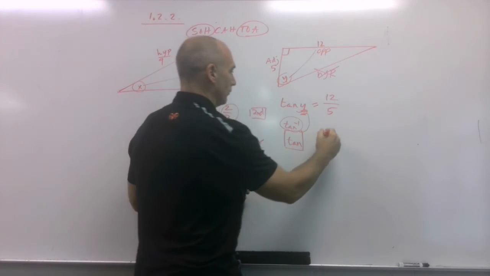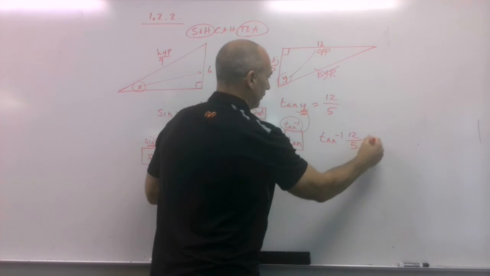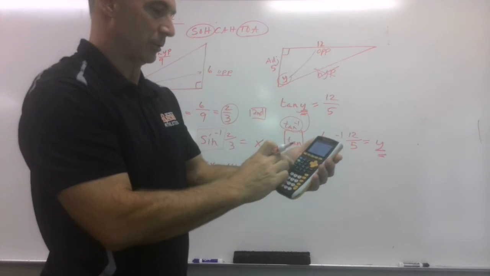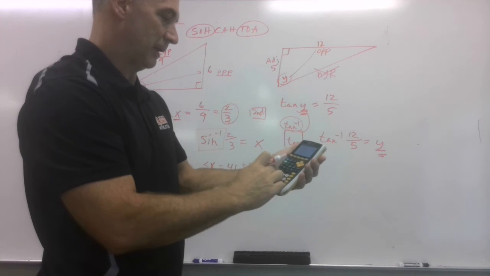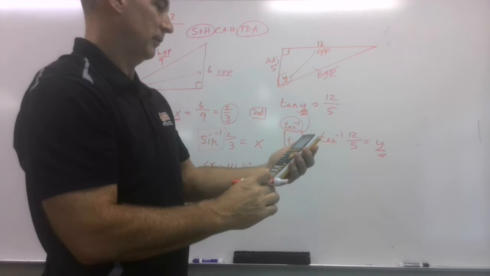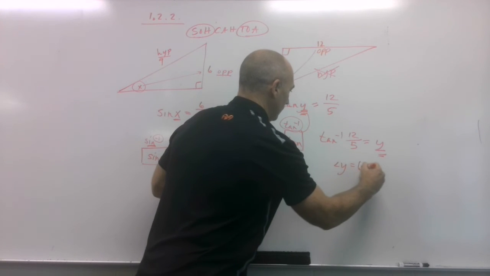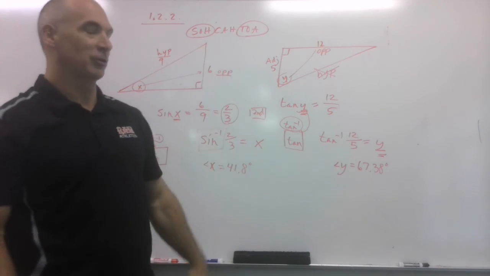So here we go. What I'm really going to type in is this, and it will spit out what angle y is. So here we go. I'm going to go second tangent 12 divided by 5, 67.38. So angle y, 67.38. I don't know where my glasses are, so I hope that's accurate.